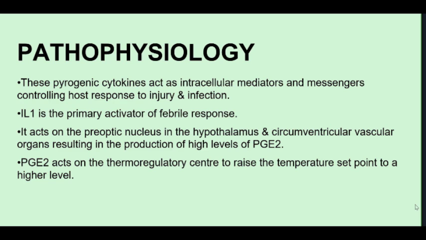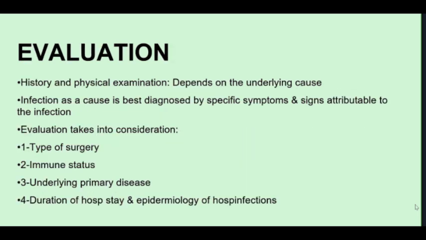And it acts by going to the preoptic nucleus of the hypothalamus and the circumventricular vascular organs, resulting in production of a high level of prostaglandin E2. It is actually produced with the COX pathway, or cyclooxygenase pathway. Now, this prostaglandin E2 acts on the thermoregulatory center of the hypothalamus and raises the temperature set point in the body to a higher level. It causes fever in the body. Prostaglandin E2 has that effect on the hypothalamus.